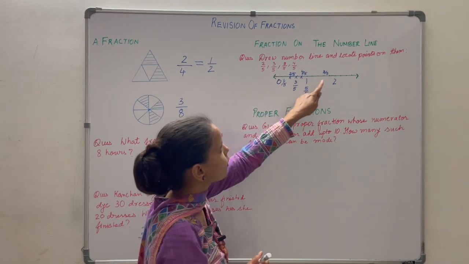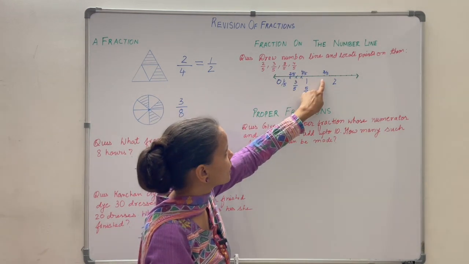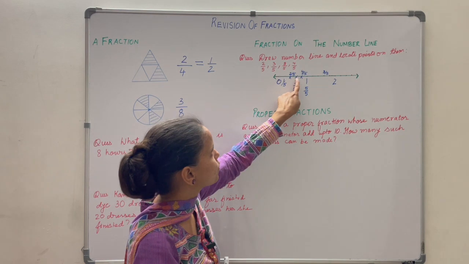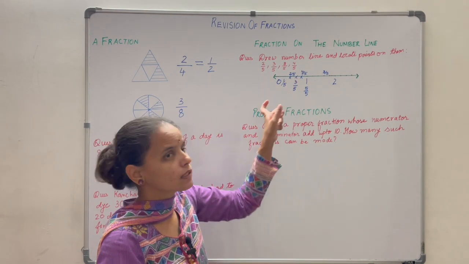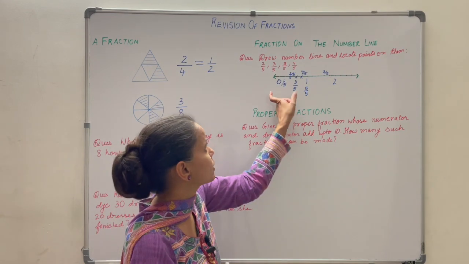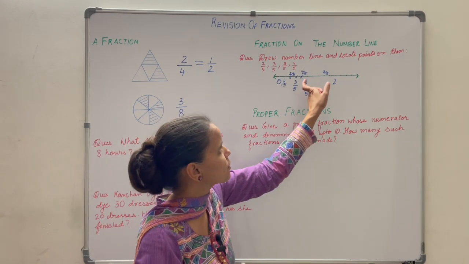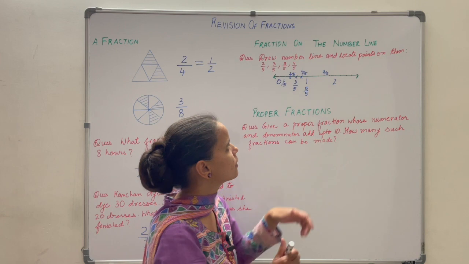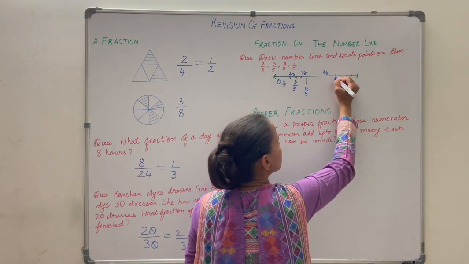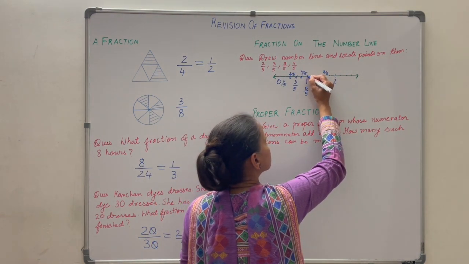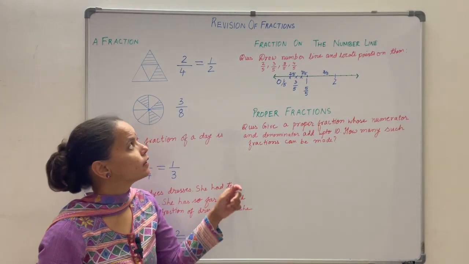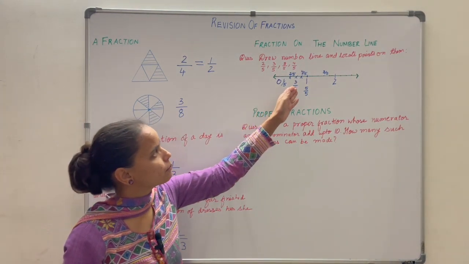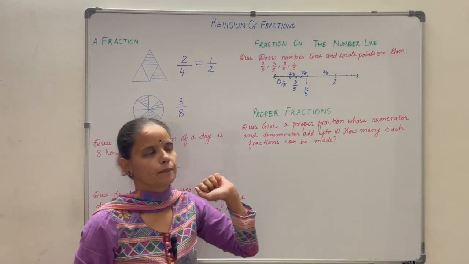So you have located all the points. You see, this is 8 units away from 0: 1, 2, 3, 4, 5, 6, 7, 8. And the denominator tells how many divisions for 1 unit. So here also we have made 5 equal divisions and here also we have made 5 equal divisions. This is the mark for 2 and this is for 1. So this is how we locate the points on the number line.